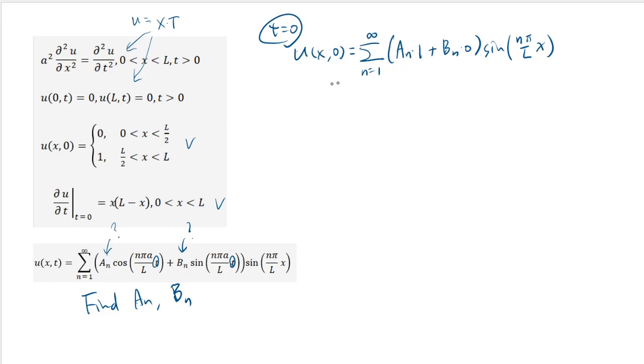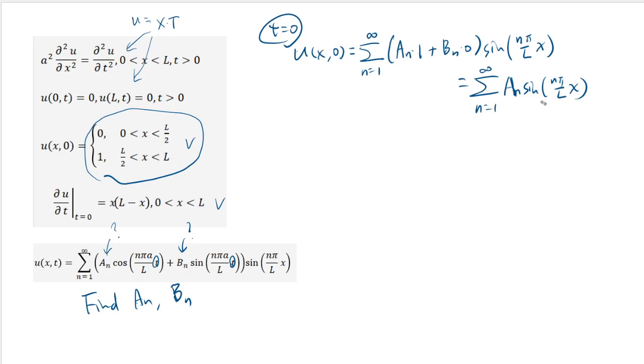Okay, this simplifies to what? This simplifies to sigma n from 1 through infinity of an sine n pi over L x, and this tells us that what you're really trying to do is to represent u(x,0) as a sum of sines. How do you do that? Well, there's a perfect method for that, which is called a Fourier series, but here, because you want it to be sine only, you really want the Fourier sine series.